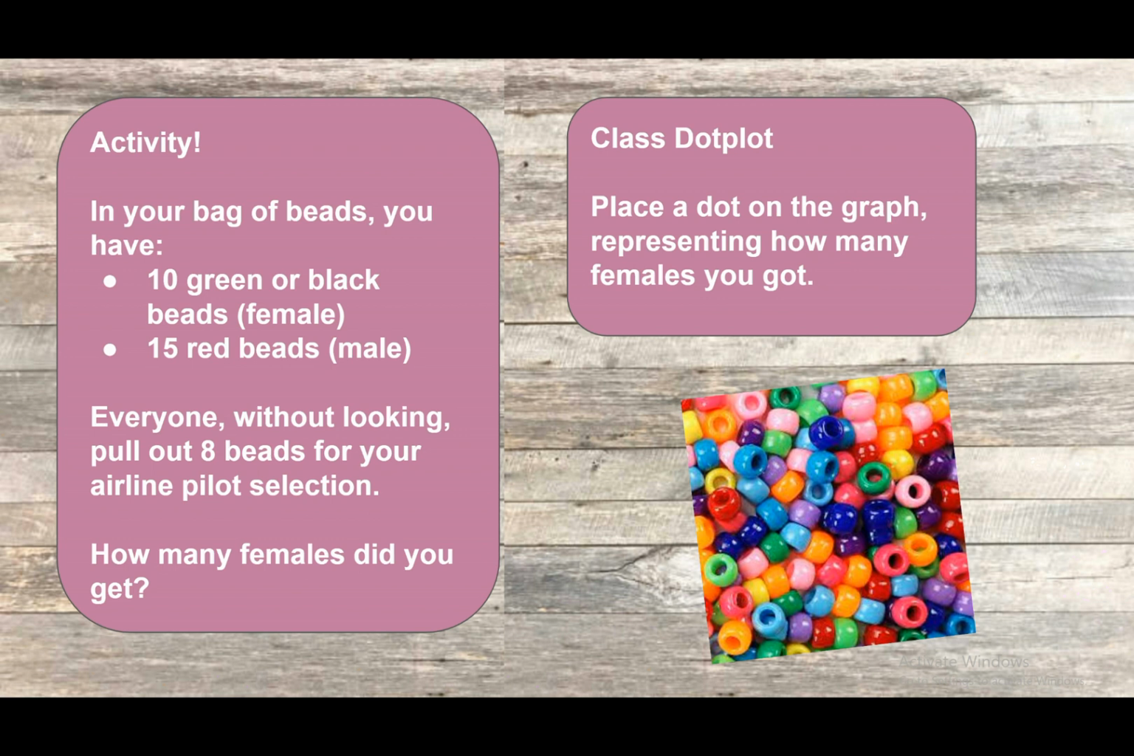Okay, so it looks like we've got one person that picked 0, 4 that picked 2, 5 that picked 3, 8 that picked 4, 3 that picked 5, 1 that picked 6, and 1 that picked 7. All right, so what do we think?